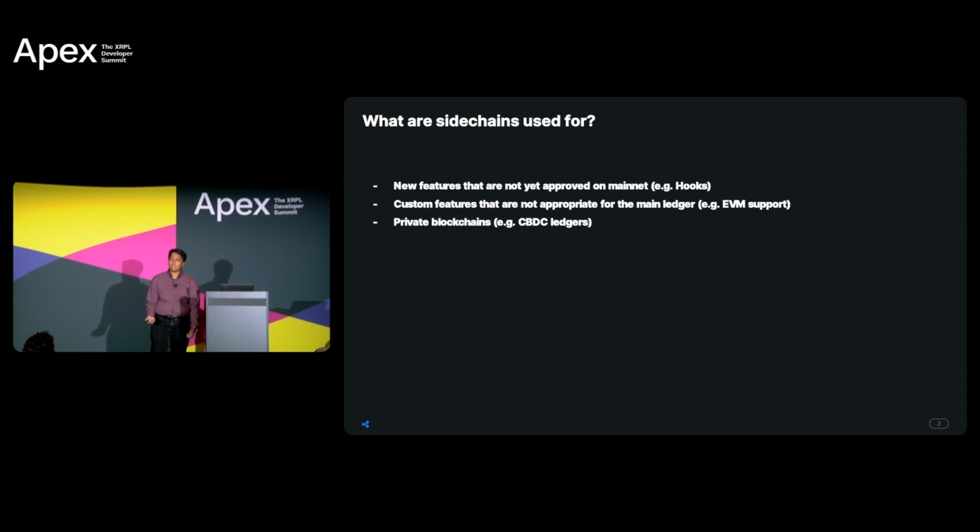Another example is custom features that aren't really ever appropriate for the mainnet. Like, for example, EVM support. That's probably never going to come to the XRPL mainnet, but people do want it in the XRPL ecosystem. And so for that purpose, you can have an EVM-based sidechain. And lastly, we have private blockchains. For example, CBDC ledgers. Central banks can use sidechains for working with their digital tokens.